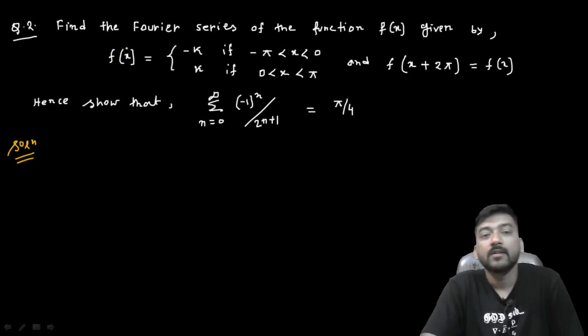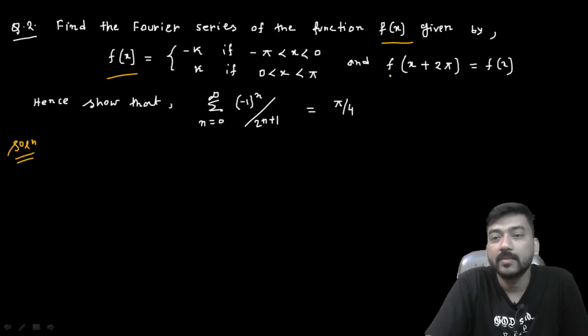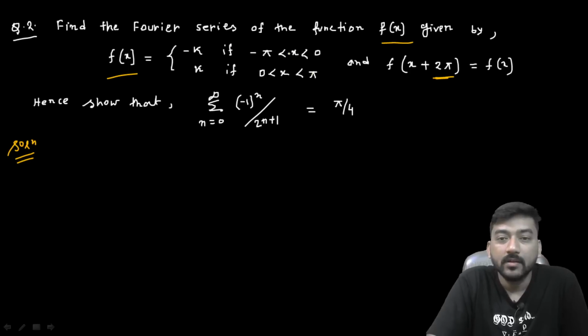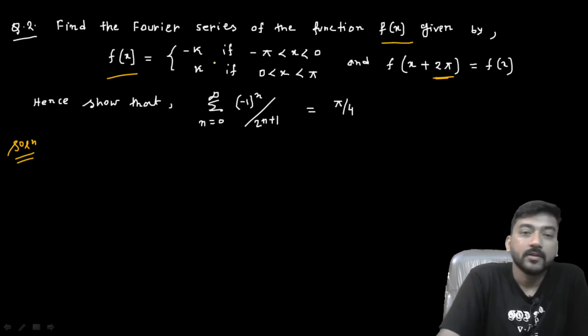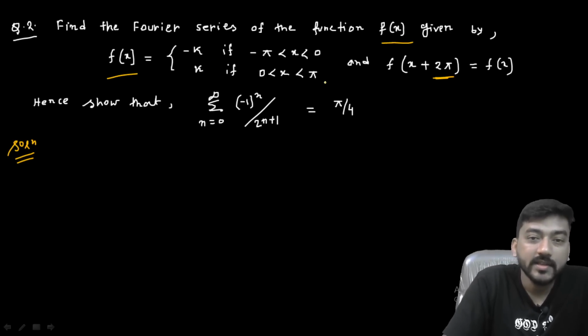Find the Fourier series of the function f of x given as f of x equals minus k if minus pi less than x less than 0, and k if 0 less than x less than pi, and here the period is obviously 2 pi. So it's minus pi to 0 and 0 to pi, so it will actually be minus pi to plus pi. From minus pi to 0 it is minus k, and from 0 to pi it is k. Let me first find the Fourier coefficients, that is a0, an and bn.